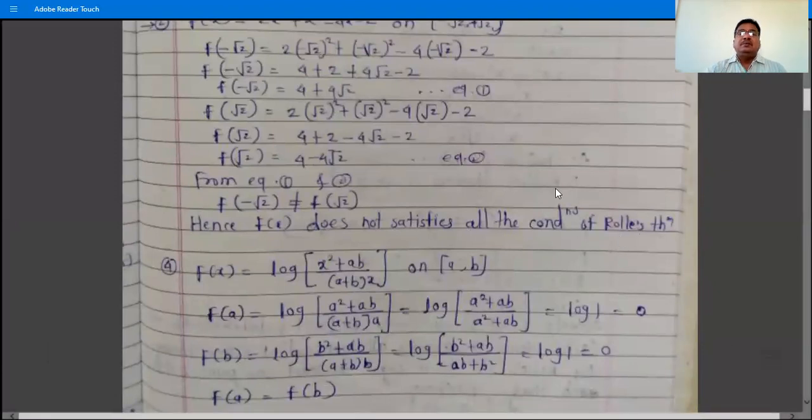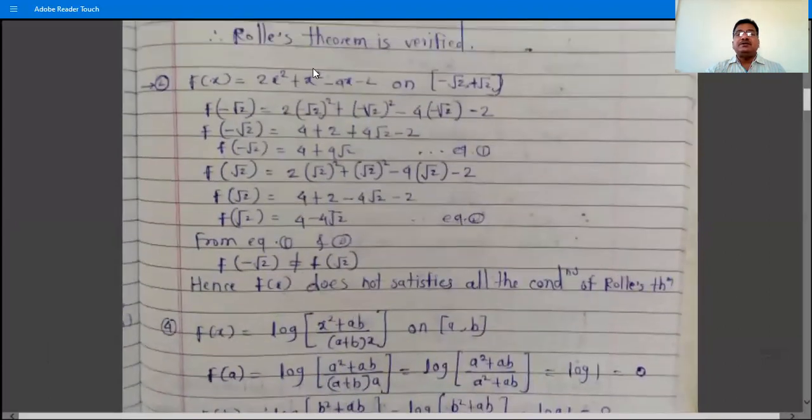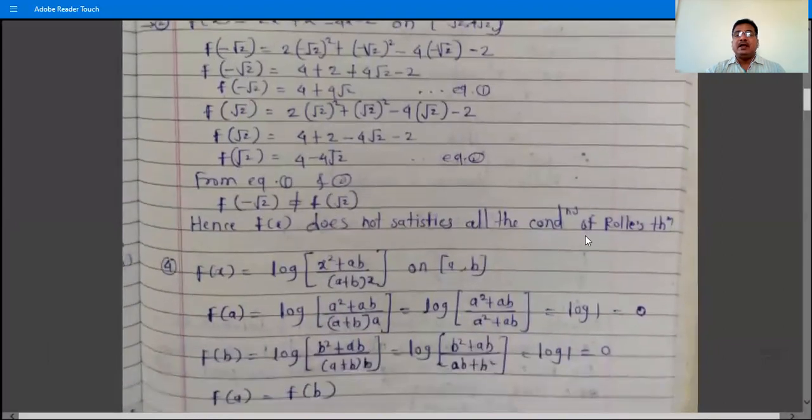So if the conditions are not satisfied, this is a polynomial function, so it is continuous and differentiable. There is no problem with conditions number 1 and 2. But the third condition, the value of f of minus root 2 and the value of f of root 2, these two are not the same, and therefore Rolle's theorem is not applicable.